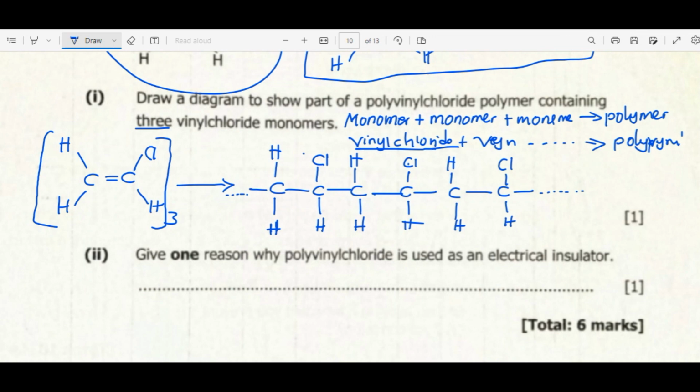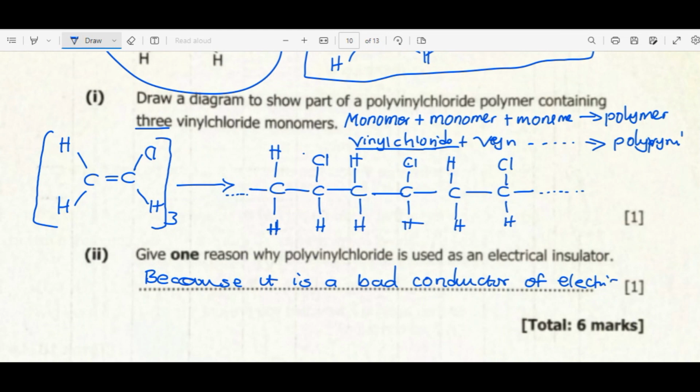Give one reason why polyvinyl chloride is used as an electrical insulator. So say because it is a bad conductor. A bad conductor of electricity.